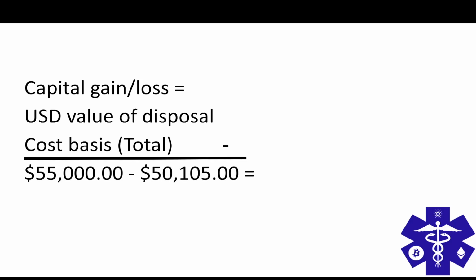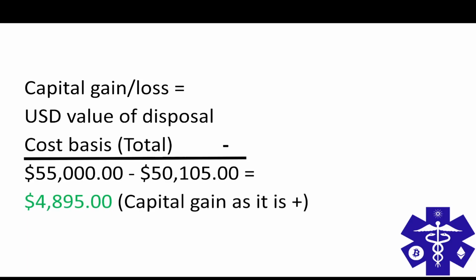So 55,000, which is how much we sold the BTC that we purchased, minus $50,105, which is the summation of the cost basis to own the cryptocurrency and the cost basis to dispose of the cryptocurrency. And that leaves us with a capital gain of $4,895. And how much tax you pay on that depends on if this is a short-term capital gain versus a long-term capital gain, and also depends on your adjusted gross income for the year in which you sold that cryptocurrency.